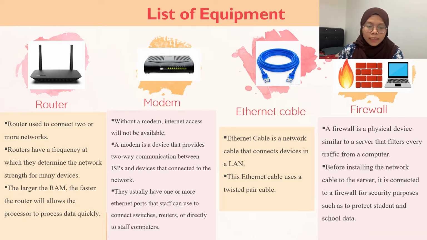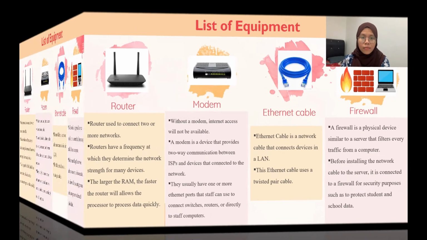Internet cable. Internet cable is a network cable that connects devices in a line network. Then the last one is firewall. A firewall is a physical device similar to a server that filters every traffic from a computer. Before installing the network cable to the server, it is connected to a firewall for security purposes, such as to protect student and school data.